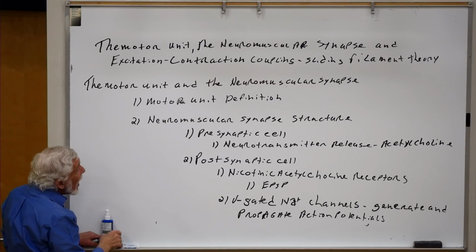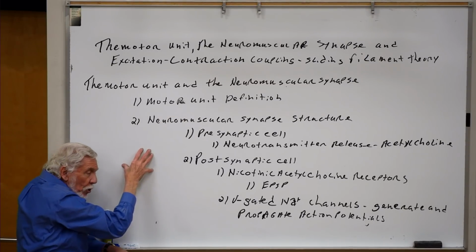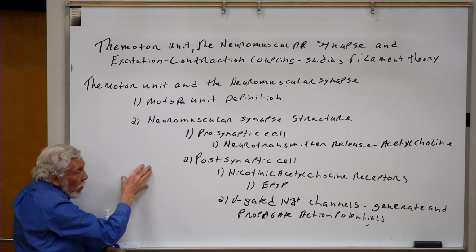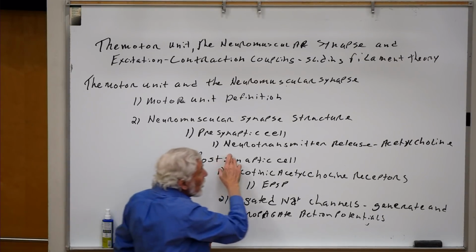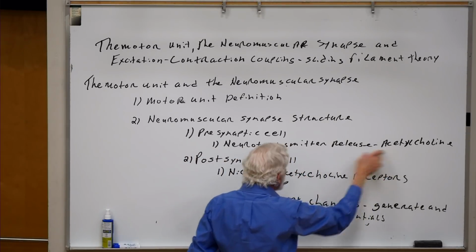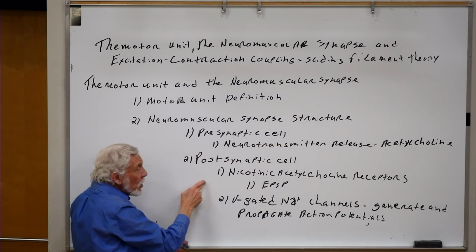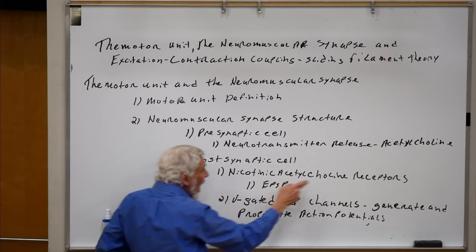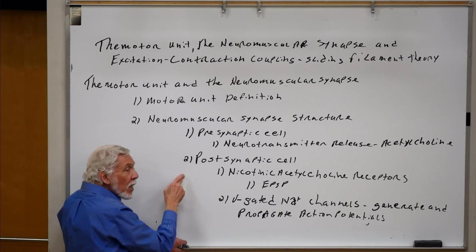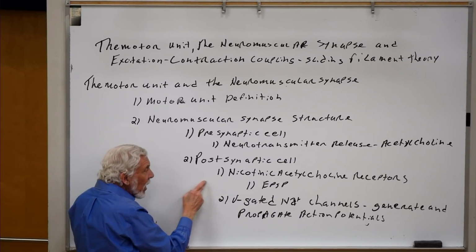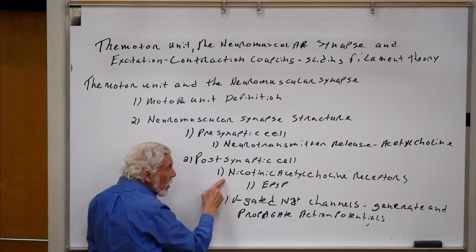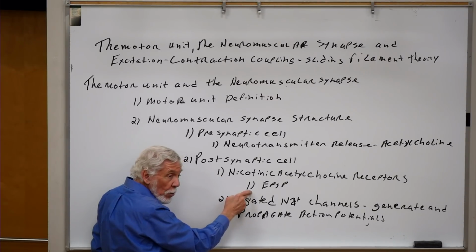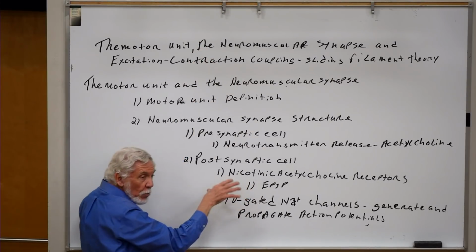So what we're going to do now is lay out the neuromuscular synapse. We're going to look at the synapse between the lower motor neuron and the muscle fiber, and we're going to find that the neurotransmitter being released is acetylcholine. This acetylcholine then binds to nicotinic acetylcholine receptors on the muscle fiber. Those receptors, when bound to acetylcholine, will open and generate an excitatory postsynaptic potential. This story is the same as we've seen before.